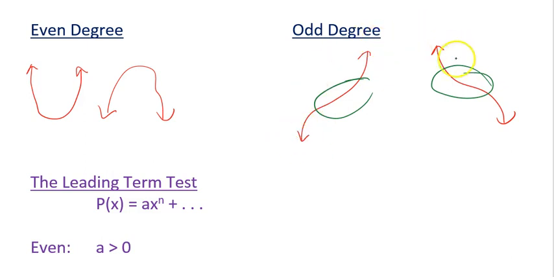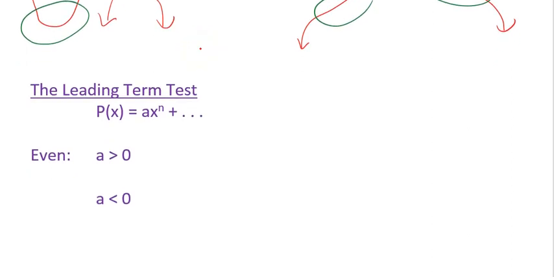They'll start low and end high, or start high and end low. Same thing over here. If they started going up, they end going up. Different things can happen to these middle sections of the graph, and so we're not going to stress about those right now. We're going to be talking about the ends, and what we're going to use to do that is called the leading term test.